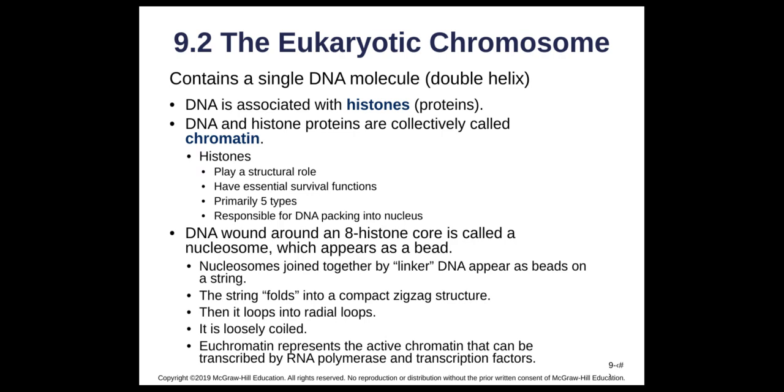Histones really are just this structural component. There's 5 different kinds mainly, but really the thing you need to know is that they're going to pack the DNA into the nucleus neatly. DNA then just gets wrapped around 8 histones to make a nucleosome, which kind of looks like a little bead. Then nucleosomes are linked together by portions of our DNA. So it sort of looks like beads on a string. Then that folds in a zigzag compact structure, and then it loops and is coiled.